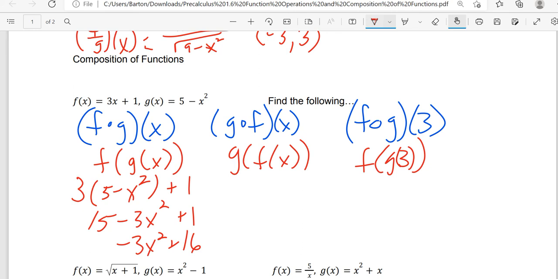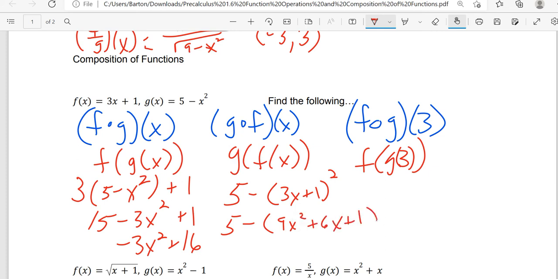Now it's the other way around. So it's g of f of x, put in f of x, and then everywhere you see x in the g of x function, put in f of x. So it'll be, instead of 5 minus x squared, it'll be 5 minus parenthesis 3x plus 1 squared. If you FOIL out 3x plus 1, you will get 9x squared plus 6x plus 1. Distribute the negative sign, you get 5 minus 9x squared, excuse me, not plus, minus, because I distribute the negative sign.